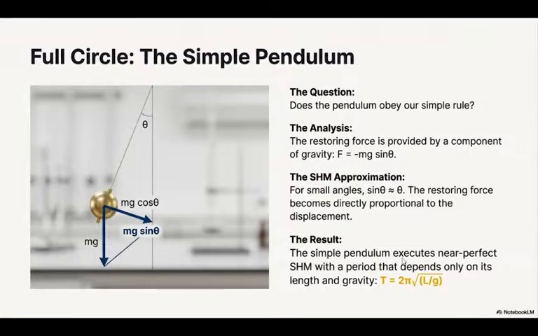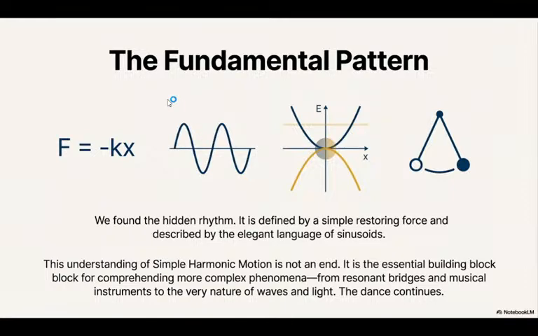Result: the simple pendulum executes a perfect simple harmonic motion with a period that depends only on its length and gravity. That is, we know that T = 2π√(L/g). The fundamental pattern: F = -kx. We found the hidden rhythm. It is defined by a simple restoring force and described by the elegant language of sinusoids.